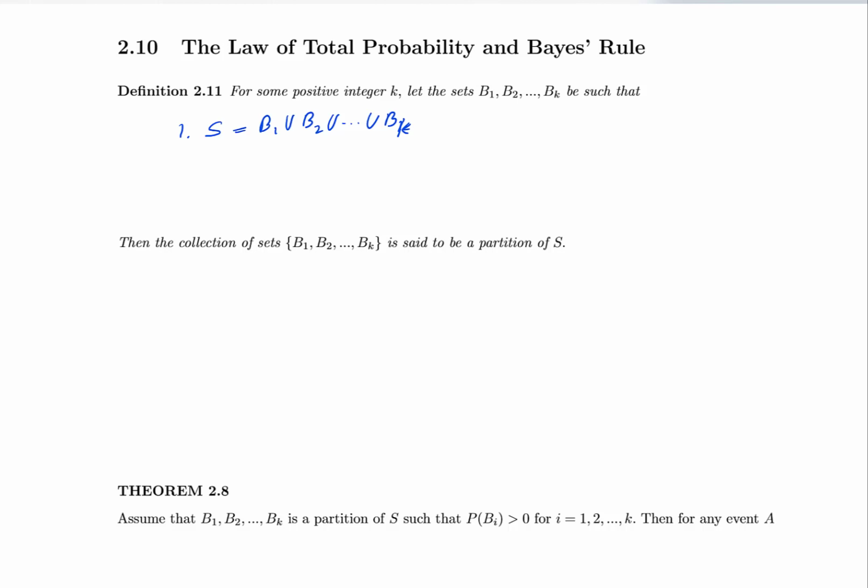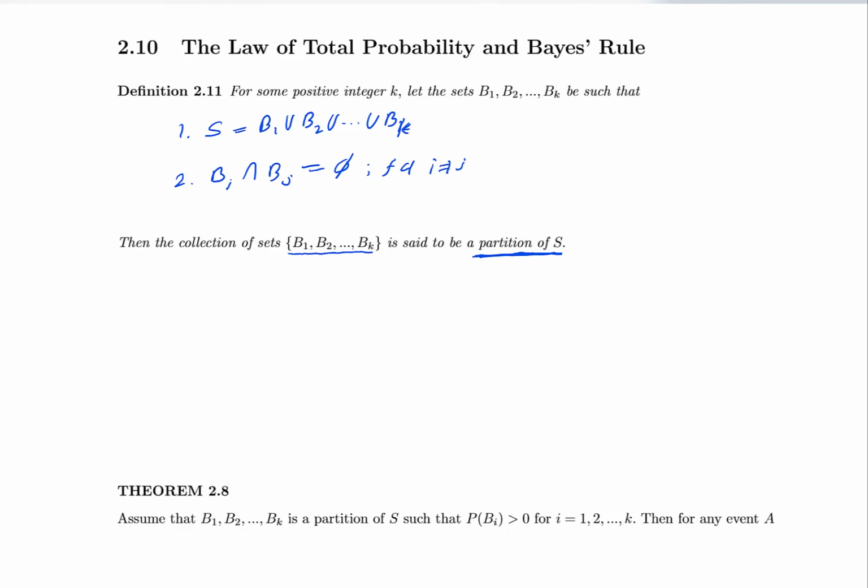Union of B sets. And the second condition is Bi intersection Bj is the empty set for i not equal to j. This means the B sets are disjoint, right? They have no common elements, right? If these two conditions are satisfied, then the collection of sets B1, B2, up to Bk is said to be a partition of S. A partition of S.